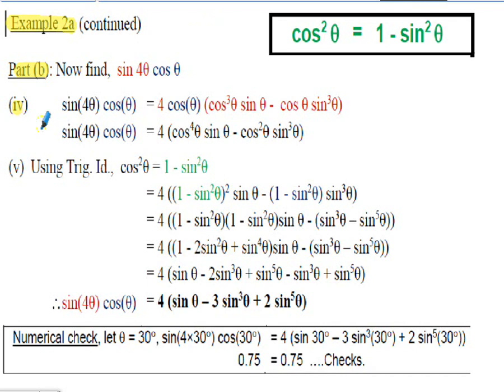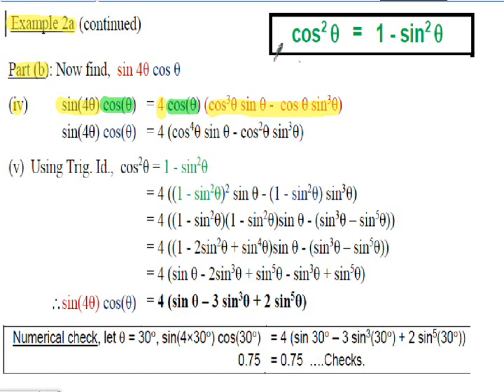So now on the left hand side of our identity we've got sine 4 theta cos theta, what we're trying to find, and on the right hand side what I've done is incorporate the solution from part A of example 2A. So sine 4 theta on the left hand side actually equates on the right hand side to the 4, and in brackets, cos cube theta sine theta minus cos theta sine cube theta, and that's the solution for part A of this example. I've written the cos theta term the same on both sides of the identity.